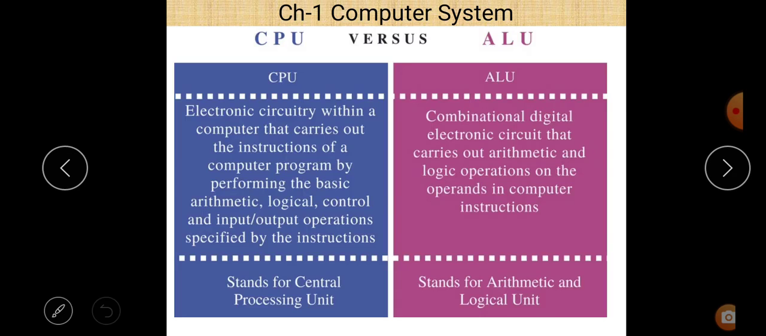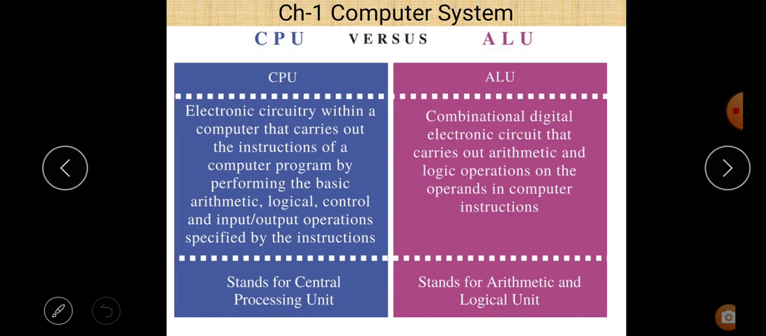So that is the difference between CPU and ALU. Actually, when we compare CPU versus ALU, then one thing should be clear. ALU is a part of the CPU, and ALU basically performs all the arithmetical and all the logical operations, and the CPU contains three basic parts. ALU is one of them, second is CU, and third is register.